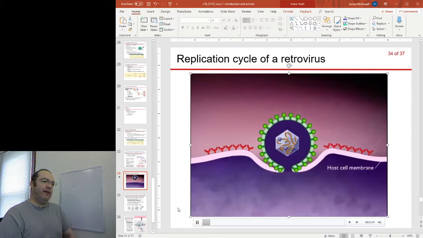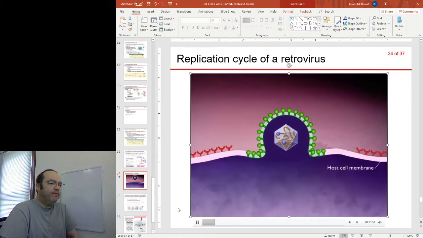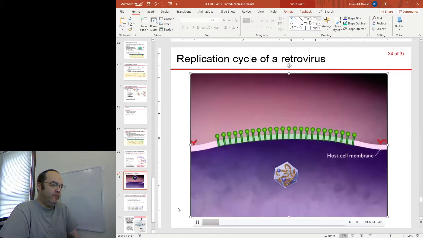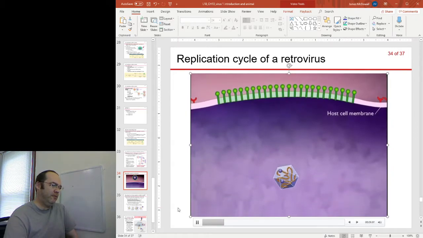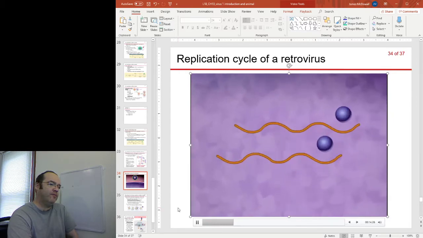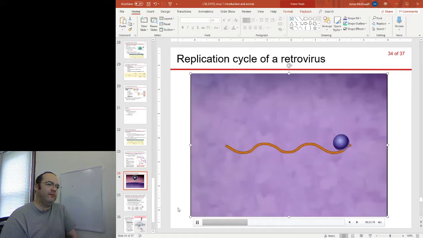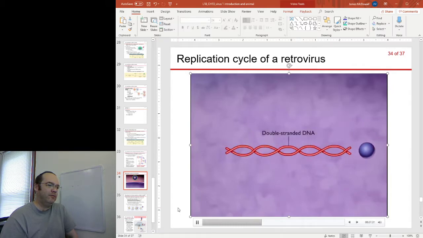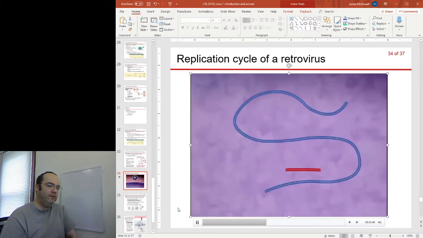Retroviruses are enveloped viruses. The virion carries 2 copies of single-stranded RNA plus the enzyme reverse transcriptase. When the virus enters the cell, the single-stranded RNA and reverse transcriptase are released inside the cell. The single-stranded RNA is converted to double-stranded DNA by the enzyme reverse transcriptase. The double-stranded DNA is integrated into the host cell's chromosome as a provirus.